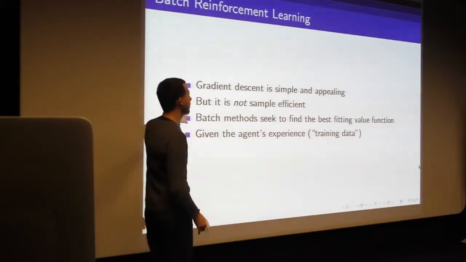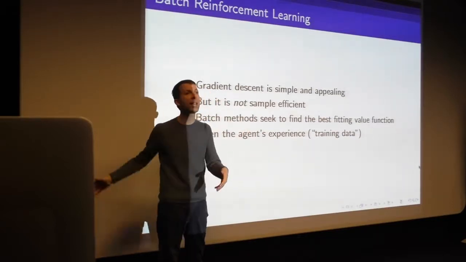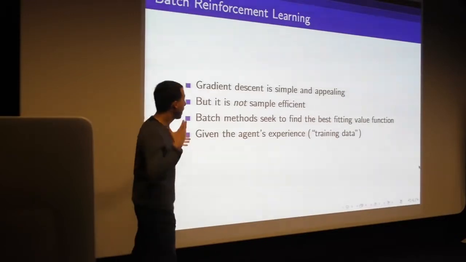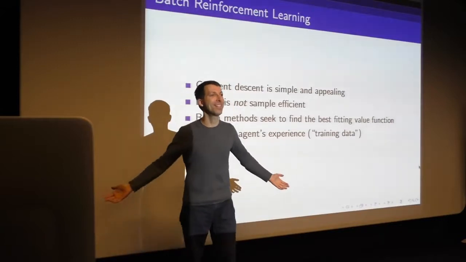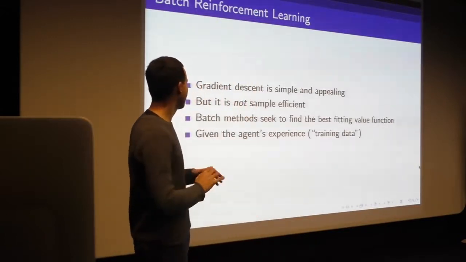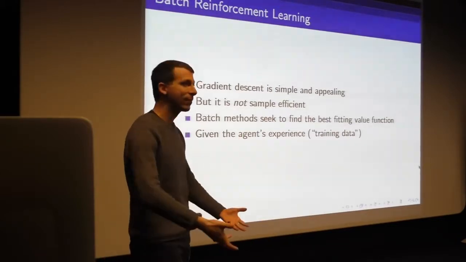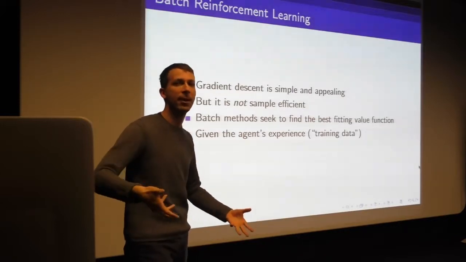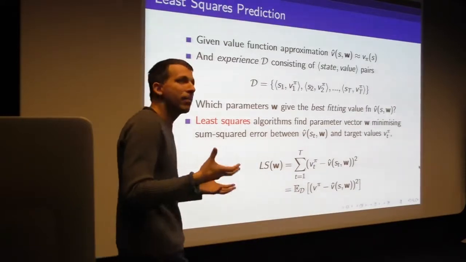So the idea of batch methods is to try and find, in some sense, the best fitting value function to all of the data that we've seen in our batch. The batch in this case is the agent's experience. That's its training data. It's its life. Life is one big training set for an agent. And we're trying to fit everything the agent's seen, to find the best value function that explains all of the rewards that it's experienced so far.